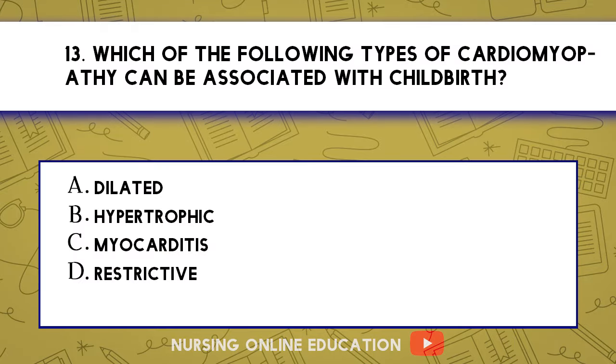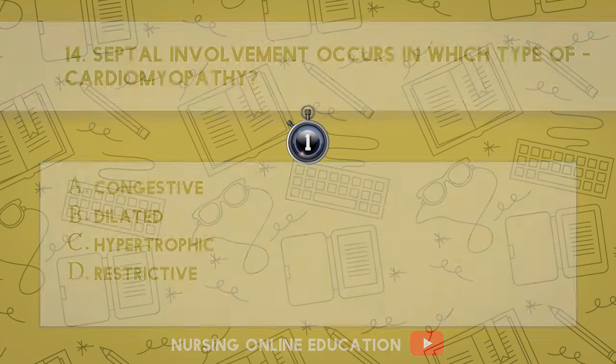13. Which of the following types of cardiomyopathy can be associated with childbirth? A. Dilated. B. Hypertrophic. C. Myocarditis. D. Restrictive. The answer is restrictive.